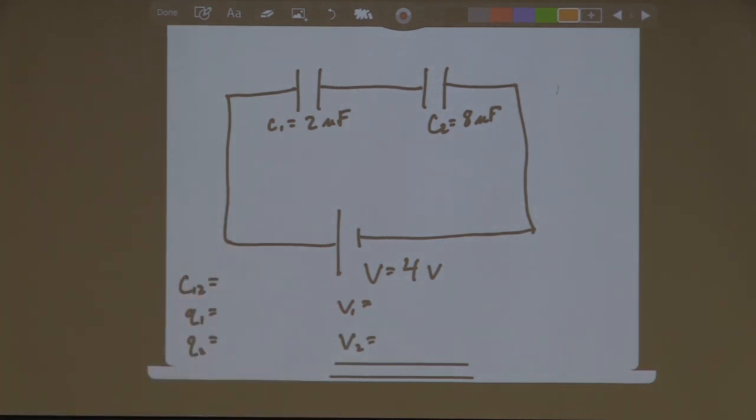So to find the equivalent, I use 1 over C12 equals 1 over C1 plus 1 over C2. 1 over 2 plus 1 over 8. 1 over 2 is the same as 4 over 8. It's 5 over 8. 8 over 5. I don't want to do that in my head, so I'm going to let you do that with a calculator. You could do it in your head. I know you could, but you don't have to. You have a calculator right in front of you.